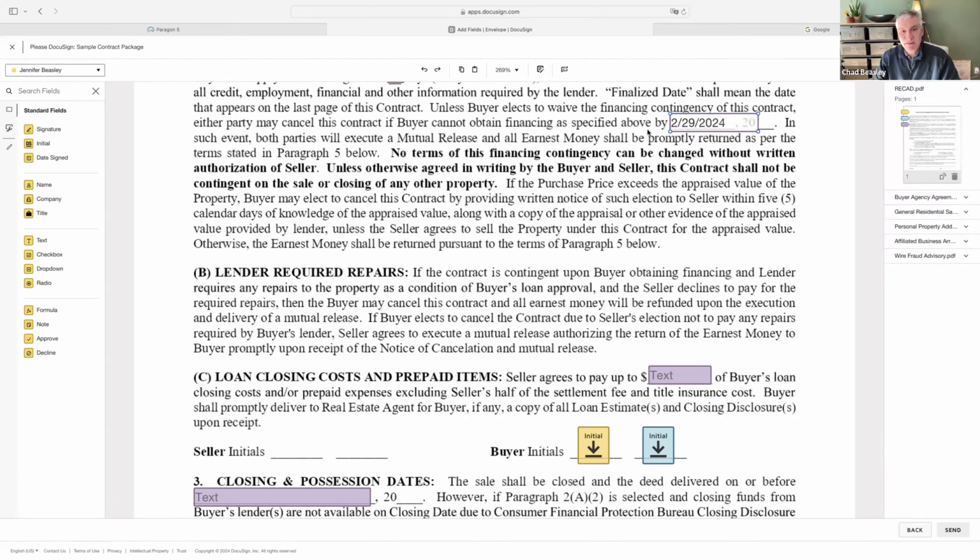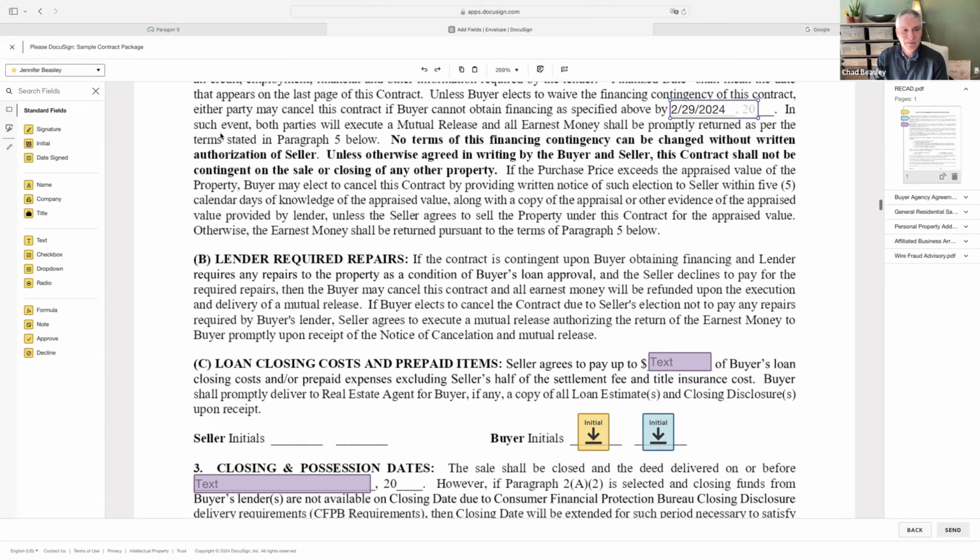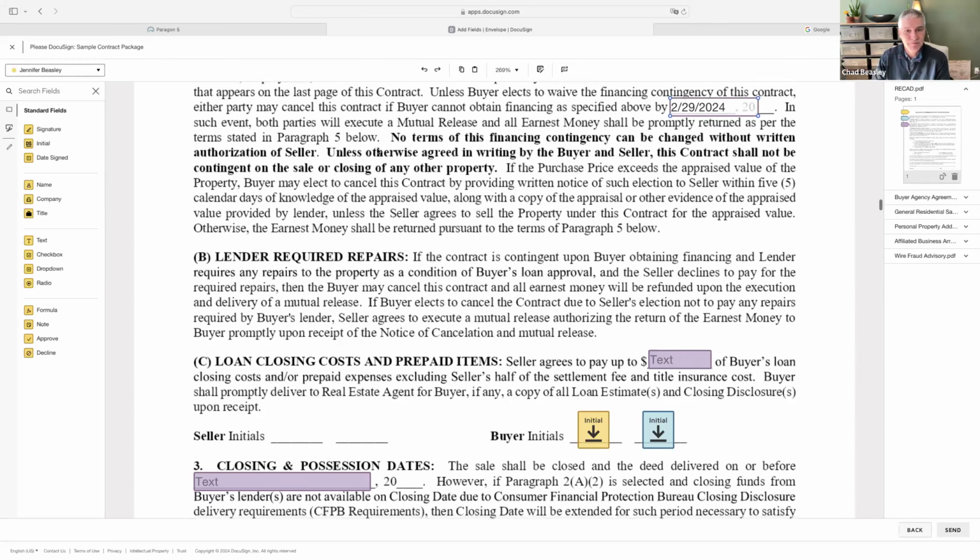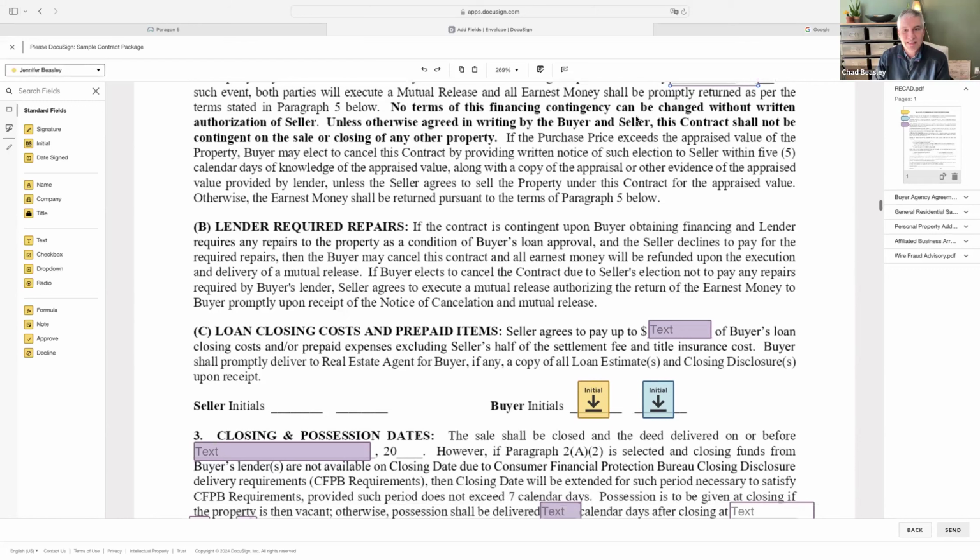And that would mean if they can't produce a pre-approval letter that they've done all these things and can get acceptable financing by this term, then either party can cancel the contract. In such event, both parties will execute a mutual release, and all earnest money will be promptly returned as per the terms stated in paragraph 5 below. No terms of the financing contingency can be changed without written authorization of the seller.